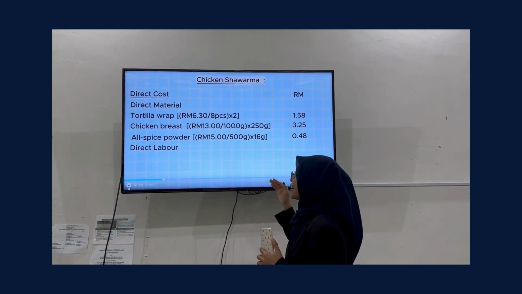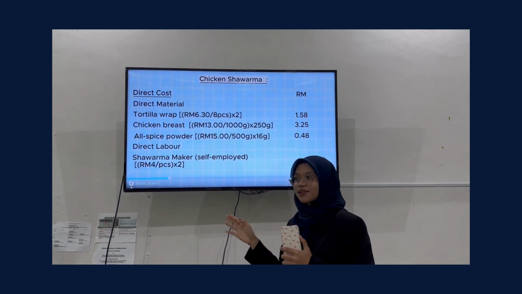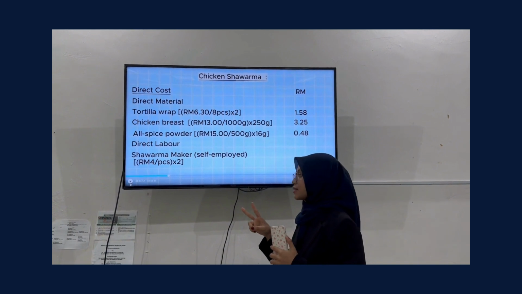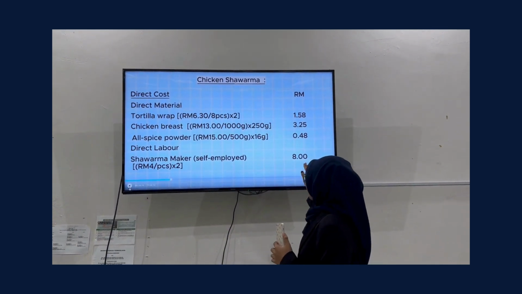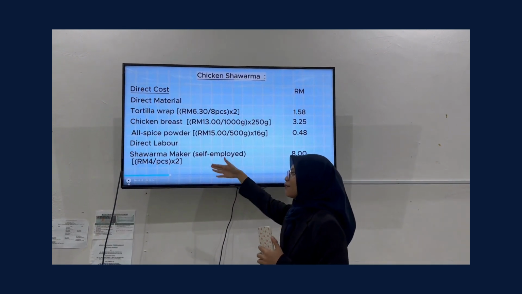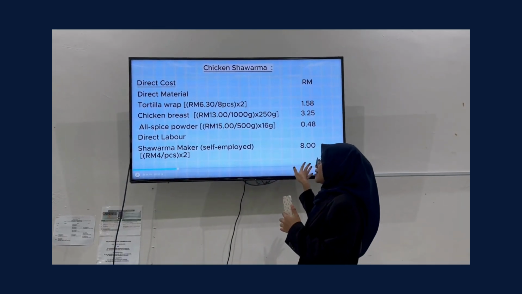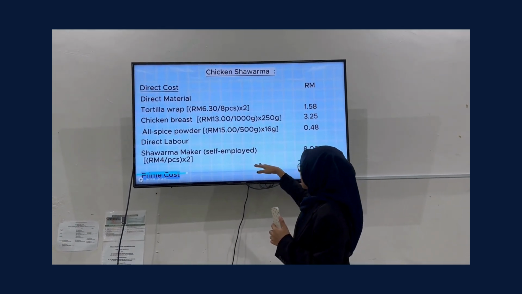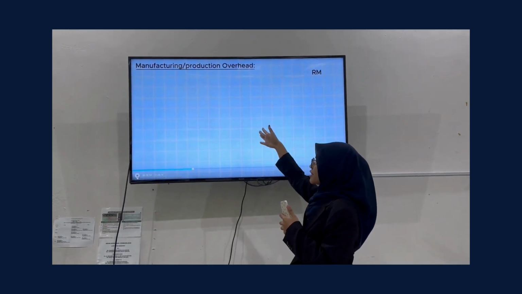The second item is direct labor. This business has 2 direct labor, the chefs who are the shawarma makers, and their cost is RM8, because it is RM4 per piece and they have 2 chefs. The total direct cost is RM13.31. Next, we will talk about the manufacturing production overhead.